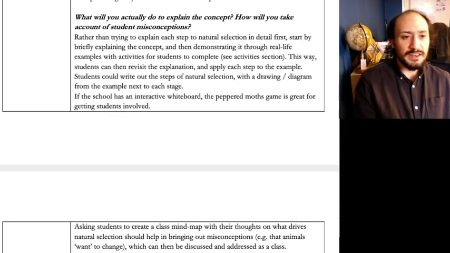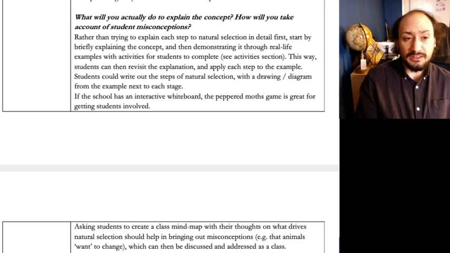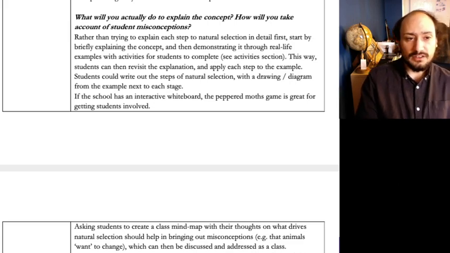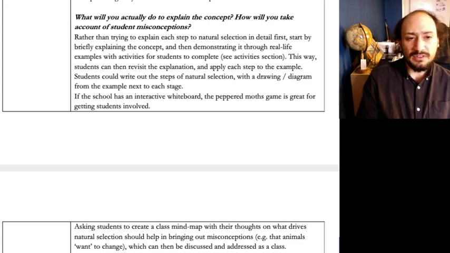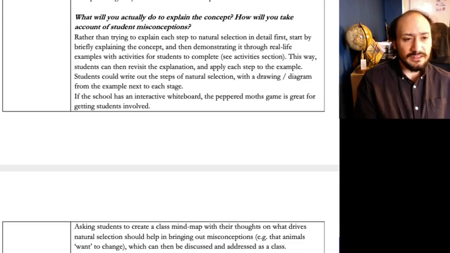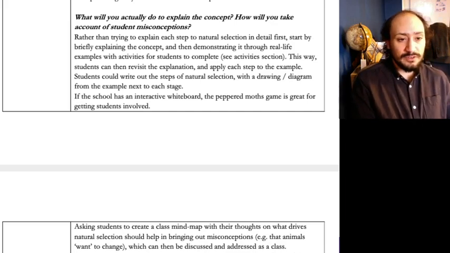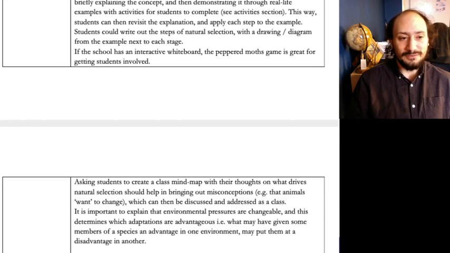Rather than trying to explain each step of natural selection in detail first, start by briefly explaining the concept and then demonstrating it through real-life examples with activities for students to compete. See Activities section. This way, students can revisit the explanation and apply each step to the example. Students could write out the steps of natural selection with a drawing or diagram from the example next to each stage. If the school has an interactive whiteboard, the Peppered Moths game is great for getting students involved. Where is this game? Hopefully there's a reference.